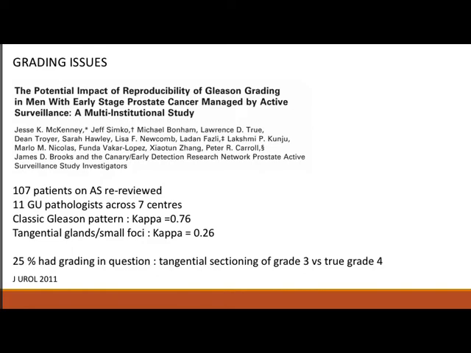So, grading issues: published in Uro-Oncology by McKinney et al. They looked at 107 patients on active surveillance. They had 11 different GU pathologists across 7 centers. They found that the agreement, or the kappa score, for classic Gleason patterns was good, but as soon as you had tangential glands or small foci of cancer, you had a problem. The agreement was poor, and up to 25% of those assessed had their grading in question. So we're talking about a significant proportion here.